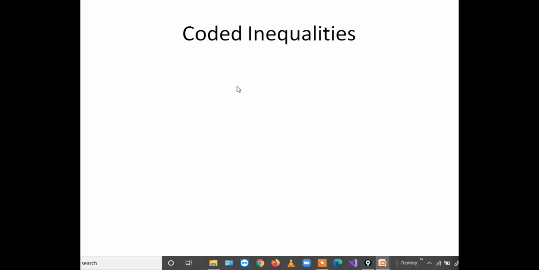Today we'll see one of the important topics for banking, that is coded inequalities, which carries 3 to 5 marks. On an average, 3 to 5 marks is the weightage. So here in this topic, what is the question pattern?